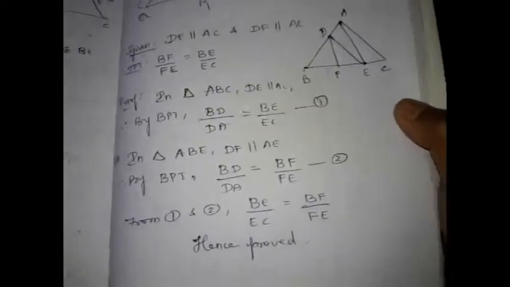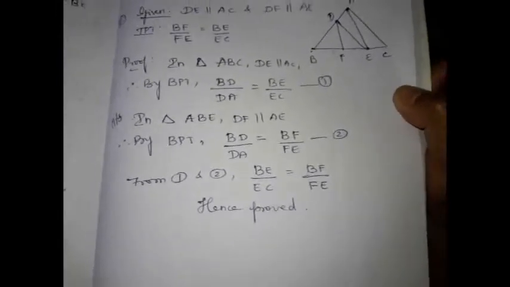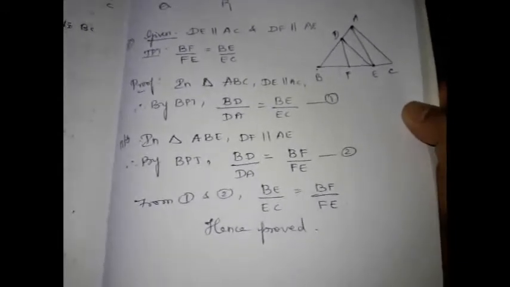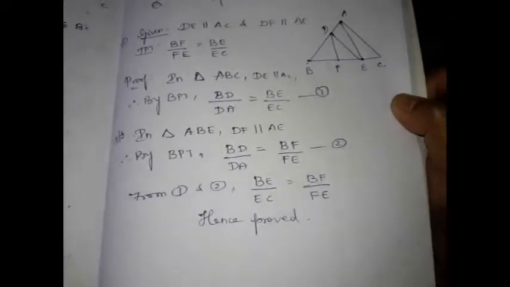In this figure, DE is parallel to AC and DF is parallel to AE. Prove that BF by FE equals BE by EC. This also you will obtain by repeated application of BPT in the two triangles separately. Let us see how we can solve this now. The next problem can be easily solved by repeatedly applying the basic proportionality theorem. The entire exercise is very easy, where we will be applying the BPT and its converse, right?